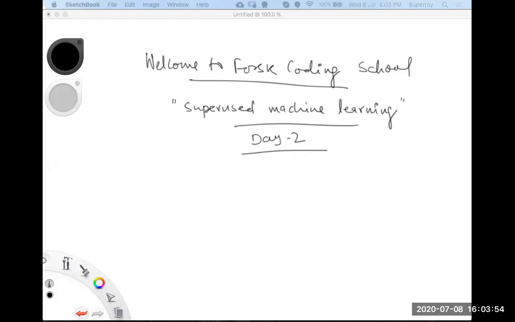So, guys, welcome again. Welcome to Fast Coding School, and this is our day two. The program that you are part of is Supervised Machine Learning. That is the program name we have. Basically, this is the third day, but I'm going to call it day two, because we already had day zero and day one. So last 2 days we have covered, and today is day two as per the schedule.